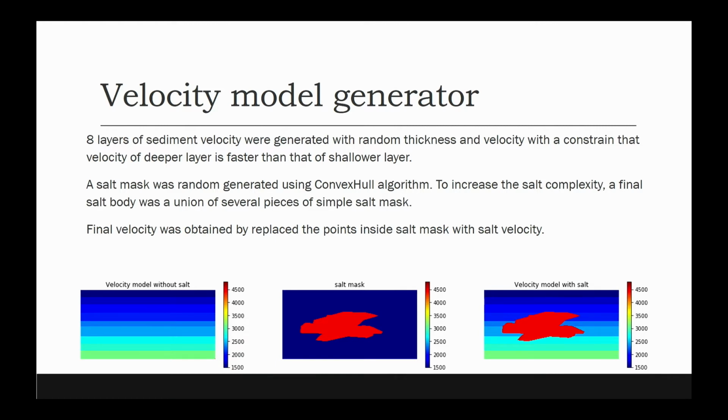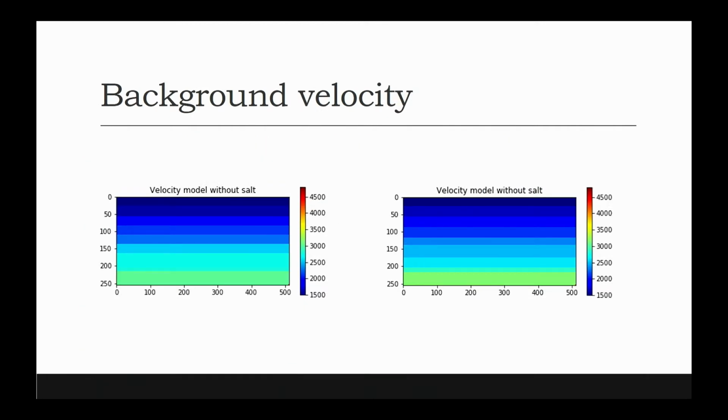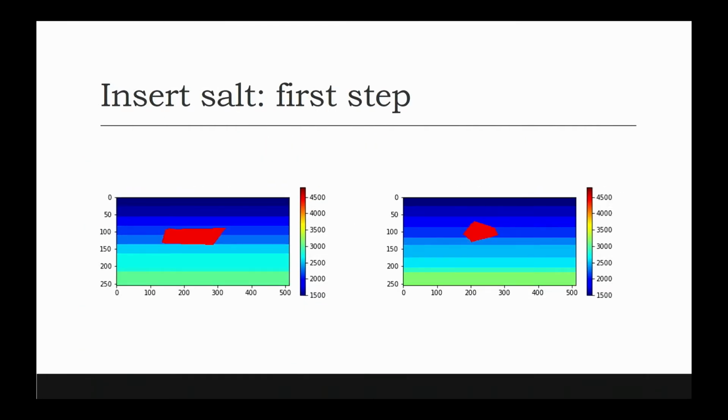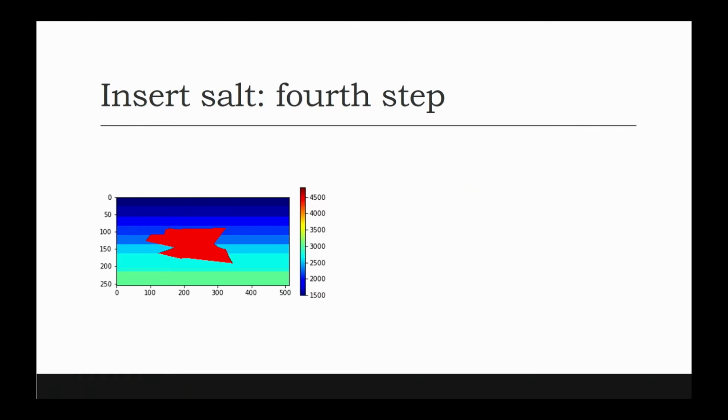So to give you an idea about how we generate this velocity, we start with the background velocity. And then we start with some simple shape, like a convex curve. And then gradually we add another piece of complexity. And this will be the final one. We also made the number of steps random. It could be 3, or 4, or even longer. So based on that, we have the velocity.